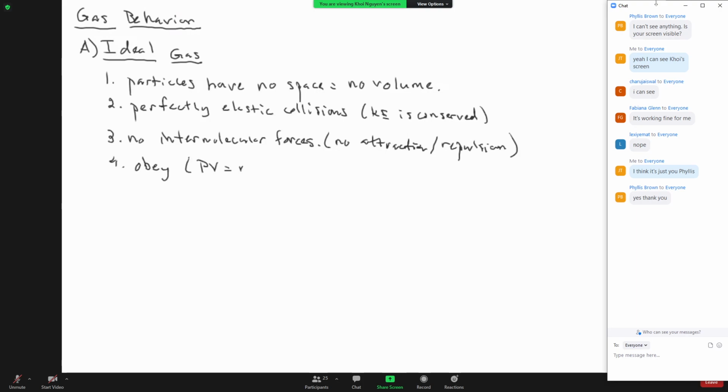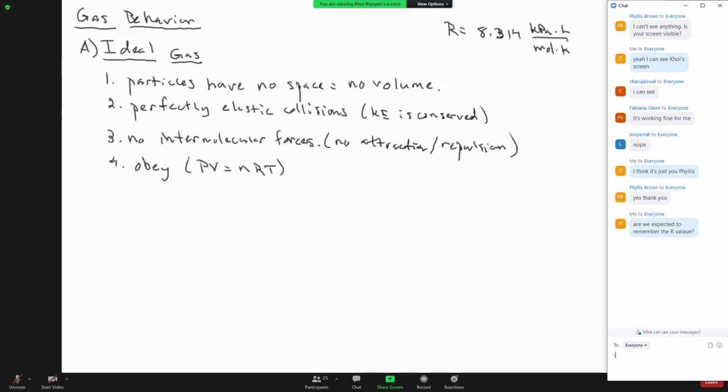PV equals nRT. And this is the combination of all the work from all the scientists that put it together. And we're going to go over each one of those experiments. The only thing that we need to remember is for gases, the universal gas constant R is 8.314 kPa times liters per mole Kelvin.